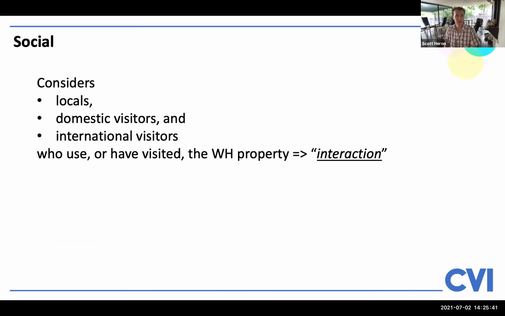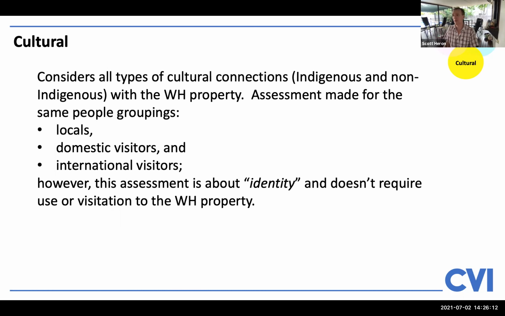The next of these economic, social, and cultural components is the social component. And here we consider, as we said before, the different people groups: locals, domestic visitors, and international visitors. And we look at the aspects of their interactions with the property, with the World Heritage values. In our live discussion, we're going to go into some more detail about the social components. And we also have, as we mentioned, the cultural components. These assessments are also made for the same people groupings: locals, domestics, and internationals. But this assessment is about identity, and it doesn't actually require the use or visitation of the World Heritage property, as I mentioned previously. Again, we will be discussing these in further detail during our live discussion time.